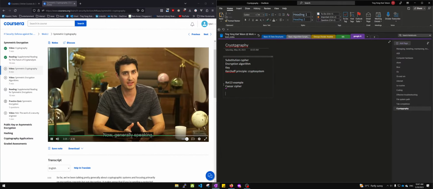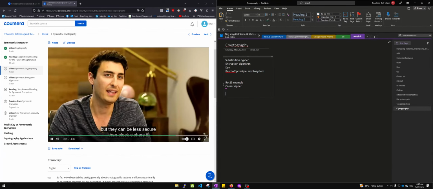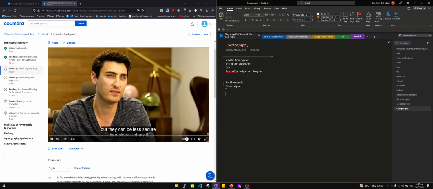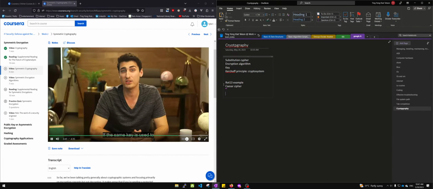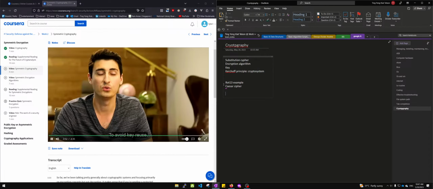Now, generally speaking, stream ciphers are faster and less complex to implement, but they can be less secure than block ciphers if the key generation and handling isn't done properly. If the same key is used to encrypt data 2 or more times, it's possible to break the cipher and to recover the plaintext. To avoid key reuse, an initialization vector, or IV, is used.